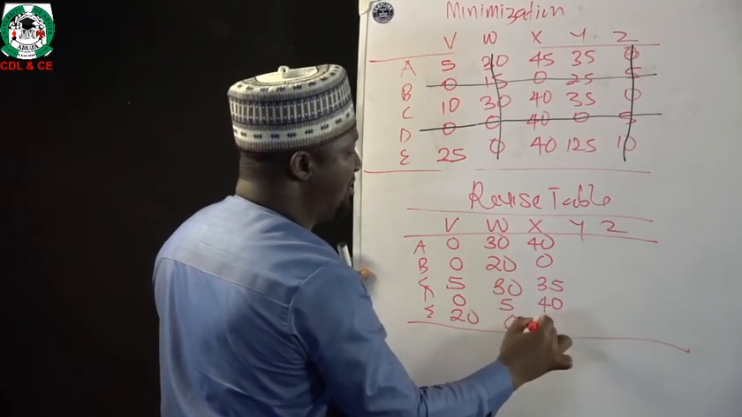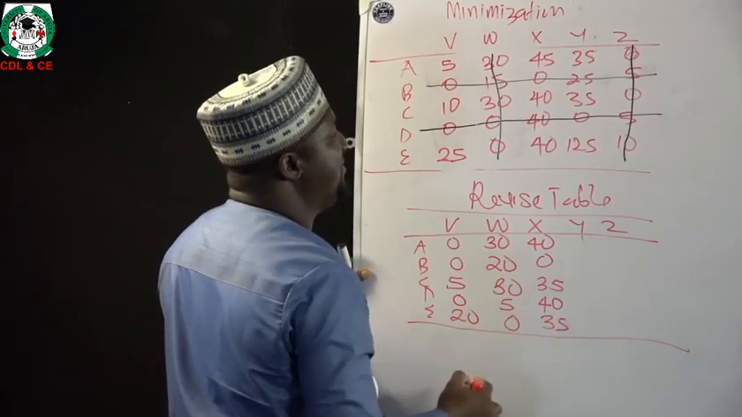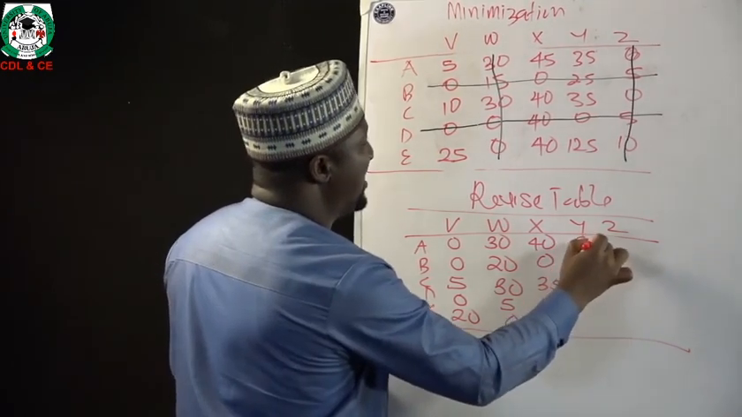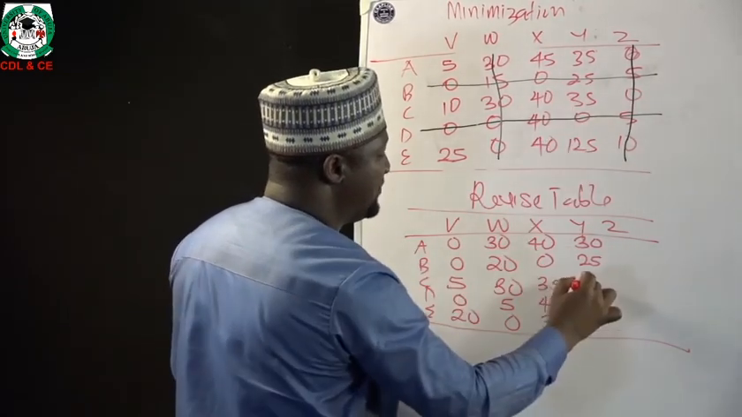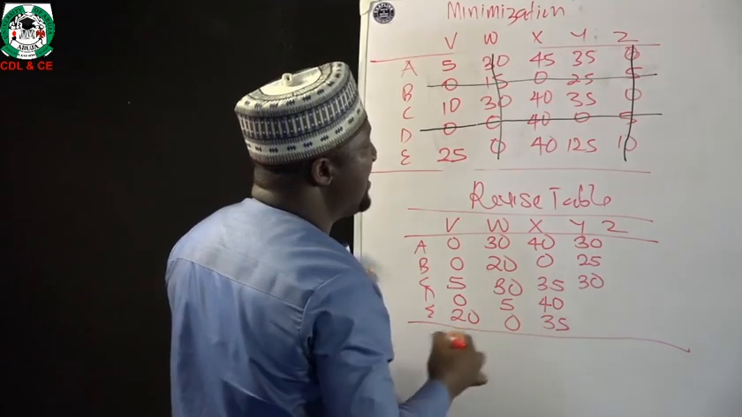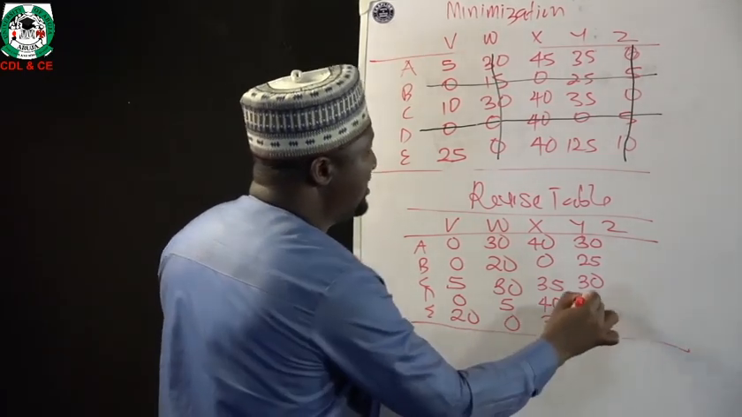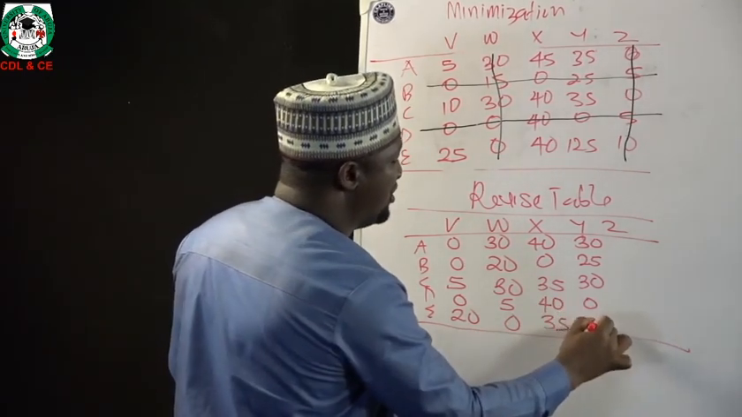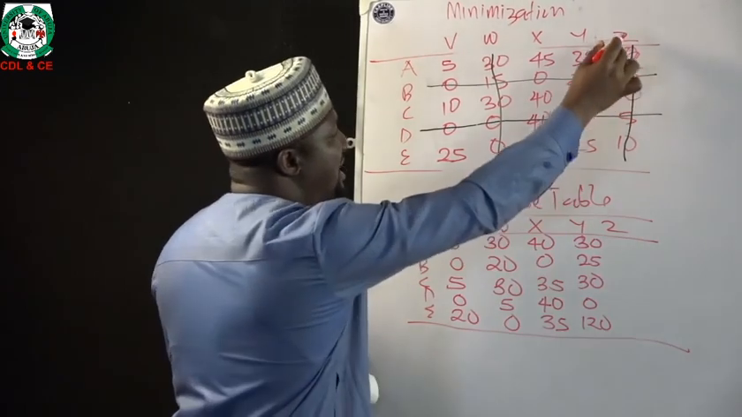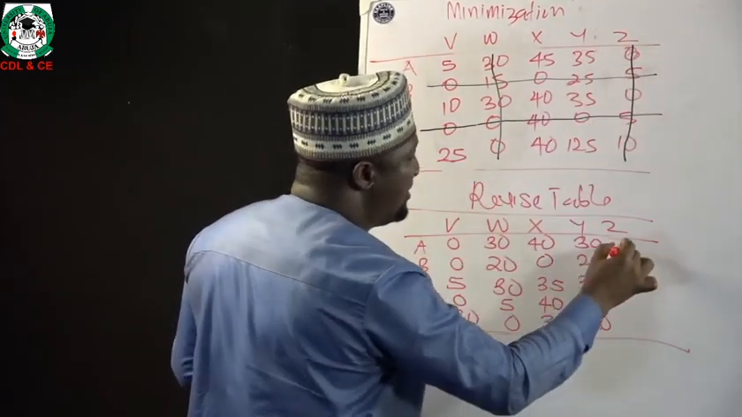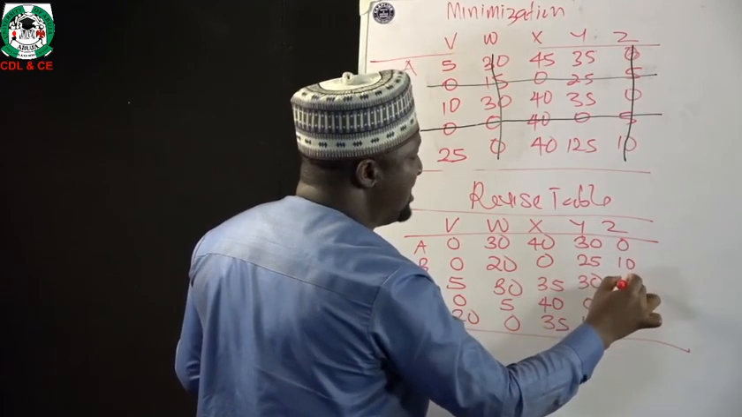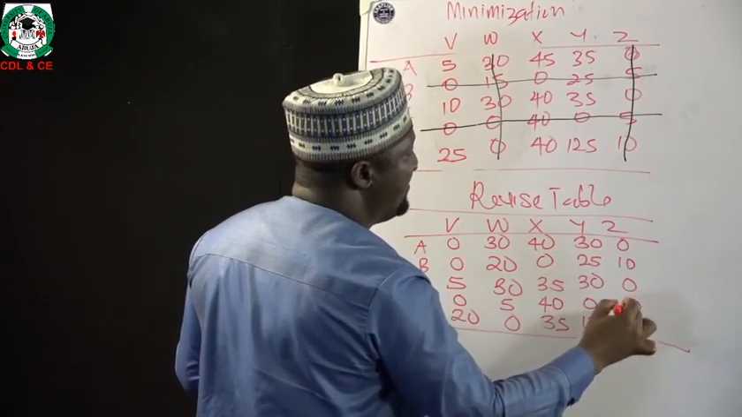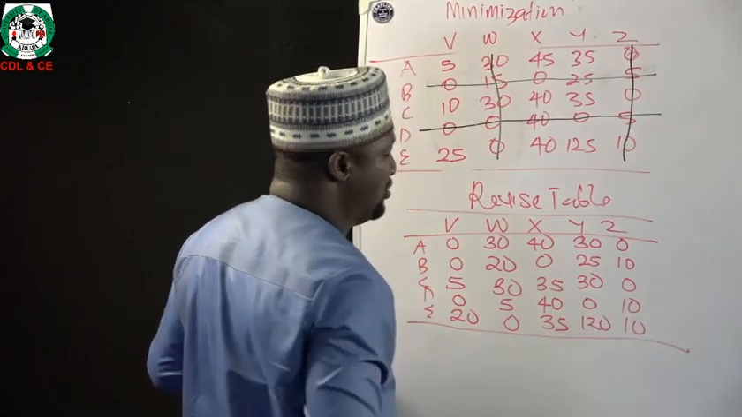40 because it's covered. Then here is what? 35. Here is what? 30. 25 remains because it's covered. 30 less 5, it will remain what? 35 less 5, it will remain 30. 0 is covered. 125 becomes what? 120. Similarly, since all here are covered, we repeat them except for the point of intersection. So the 5 becomes 10. 0 is covered. The 5 becomes 10. Then 10 also remains 10.